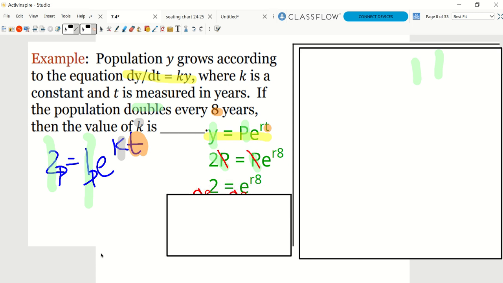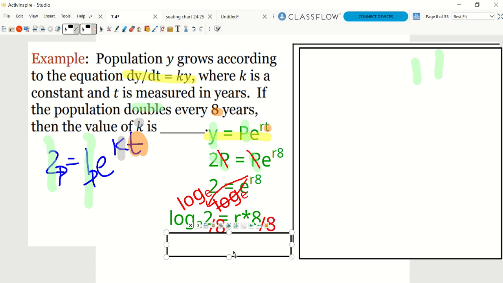Next we get this: 2 equals e to the power of r times 8. We good? We want to isolate for r basically, so we log both sides. I chose log with a base of e so that this can cancel. That moves over and becomes a big r times 8.